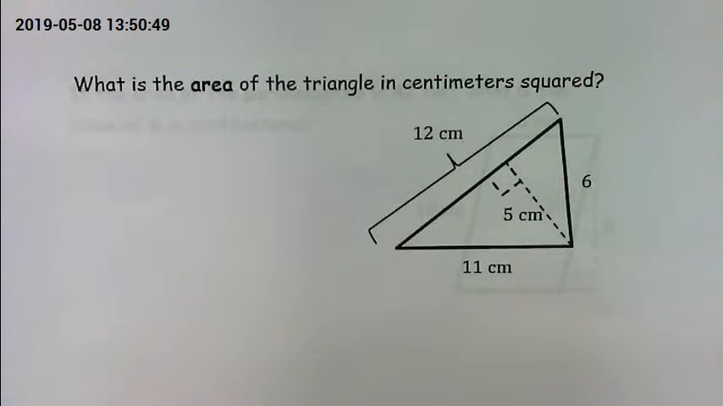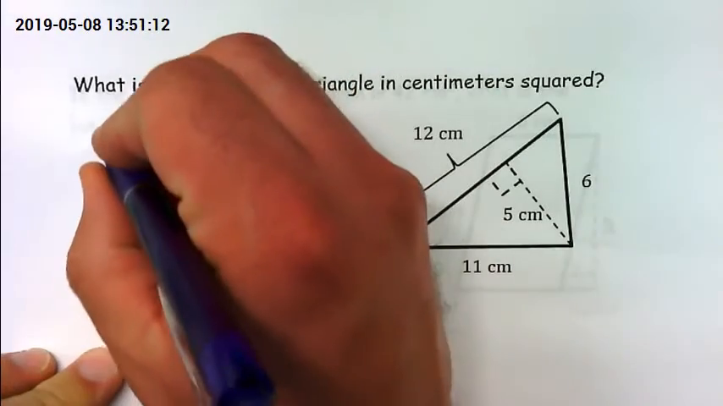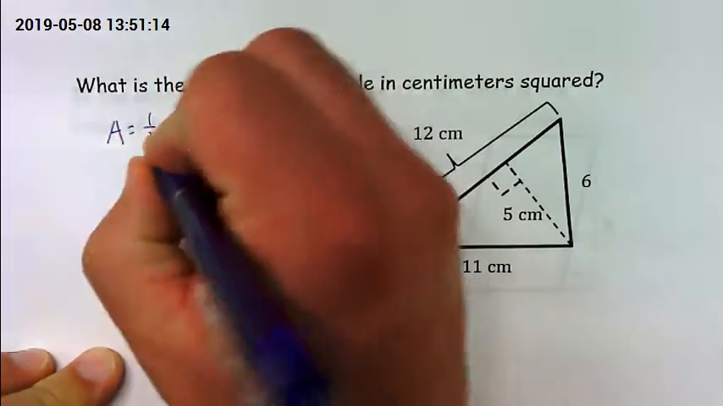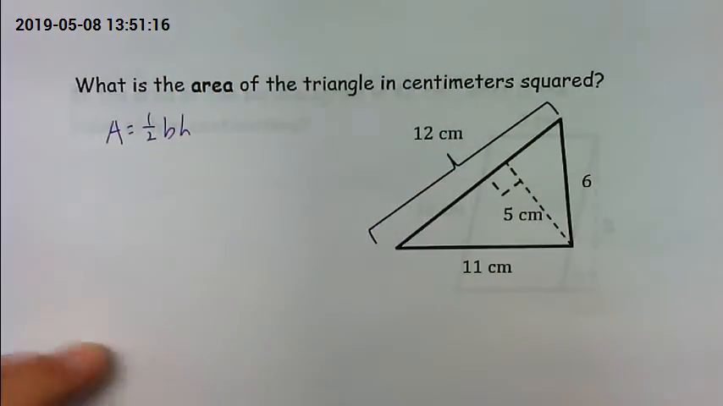So again, easy problem, as long as you know your formulas. You are not given a single area formula on the FSA, so you have to know all your area formulas. First part of any area problem is to identify the formula that you have to use. On this one, it's an easy one. What's the formula? 1/2 base times height. Area of a triangle. Area equals 1/2 base times height.